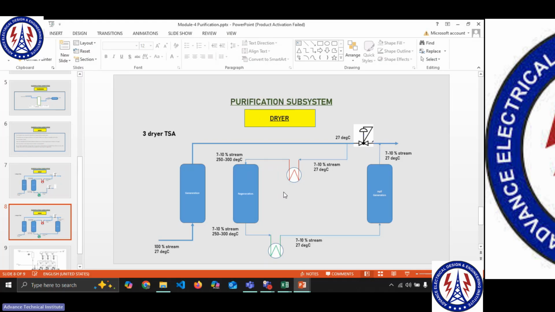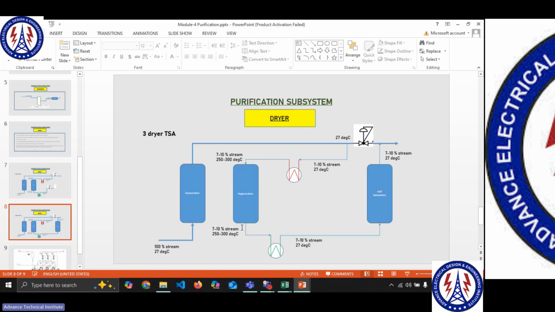How do you regenerate that? By sending a gas at very high temperature. Why do you send the gas at very high temperature? Because it can take away moisture. Are we clear? Yes. So now 10% will be going into the regeneration tower, heated from 27 degrees Celsius to 300 degrees Celsius.